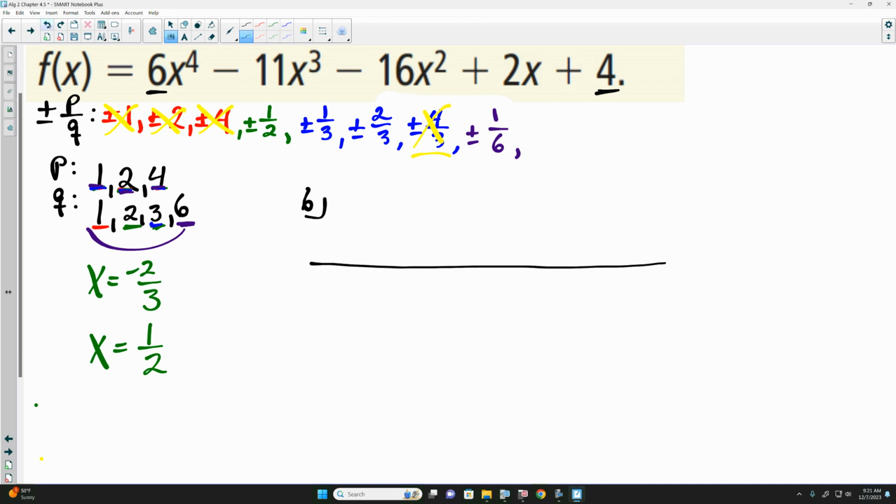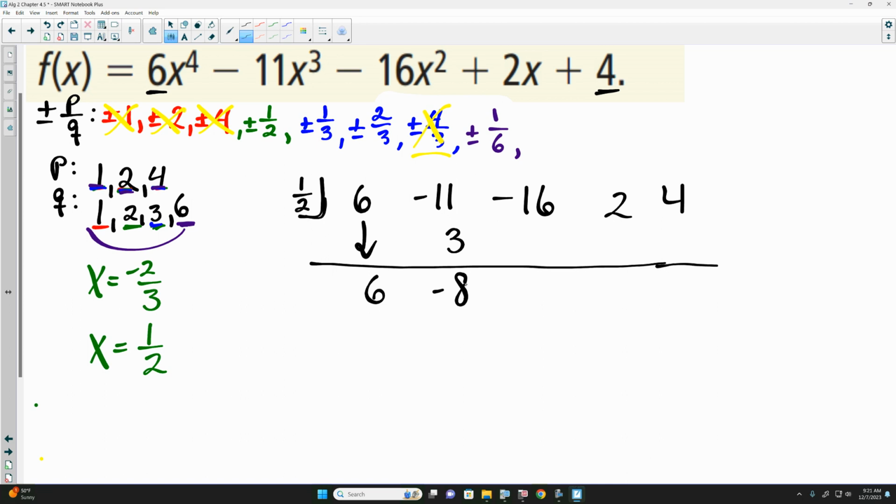6, negative 11. I'm going to do 1/2 first. And again, most of these here, doing the synthetic division, the calculations, you can do these in a calculator pretty nicely. Because the first thing we can type in is 1/2 times 6. 1/2 times 6 is 3. We put it under the negative 11. And in the calculator, you can hit plus negative 11. And it'll tell you it is negative 8.